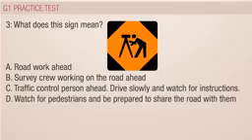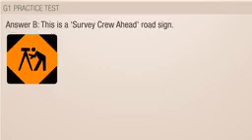Question 3. What does this sign mean? A. Road work ahead. B. Survey crew working on the road ahead. C. Traffic control person ahead. Drive slowly and watch for instructions. D. Watch for pedestrians and be prepared to share the road with them. Answer B. This is a survey crew ahead road sign.